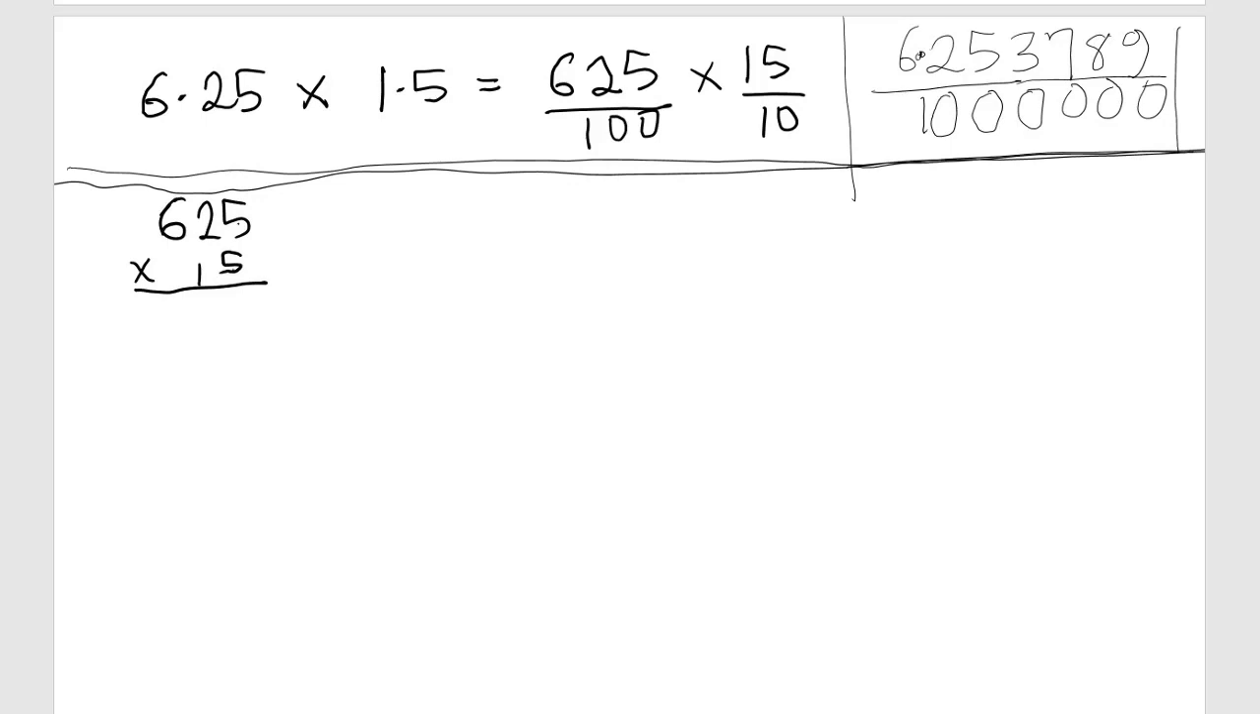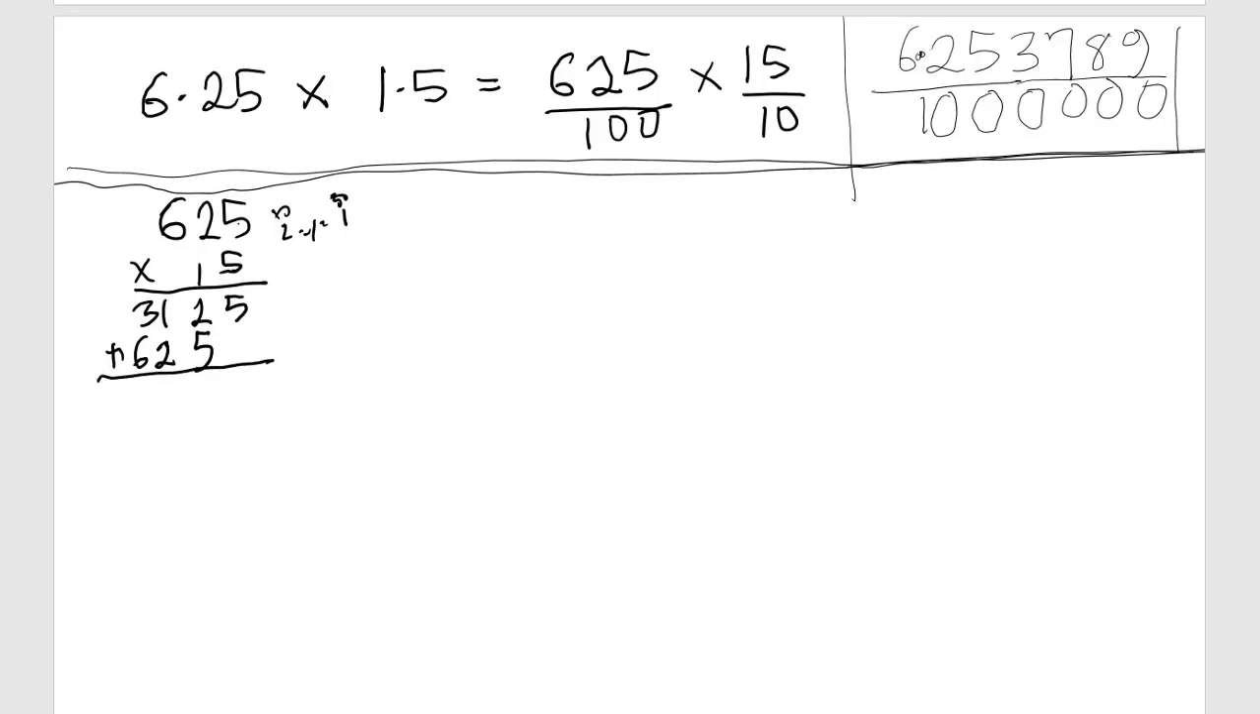5 times 5 is 25. You write 5, carry 2. 5 times 2 is 10, add it to the 2 that you carried, you get 12. So you write 2, carry 1. 5 times 6 is 30, plus the one you carried gives you 31. 1 times 5 is 5. 1 times 2 is 2. 1 times 6 is 6. Then you put your addition sign, you add up everything.